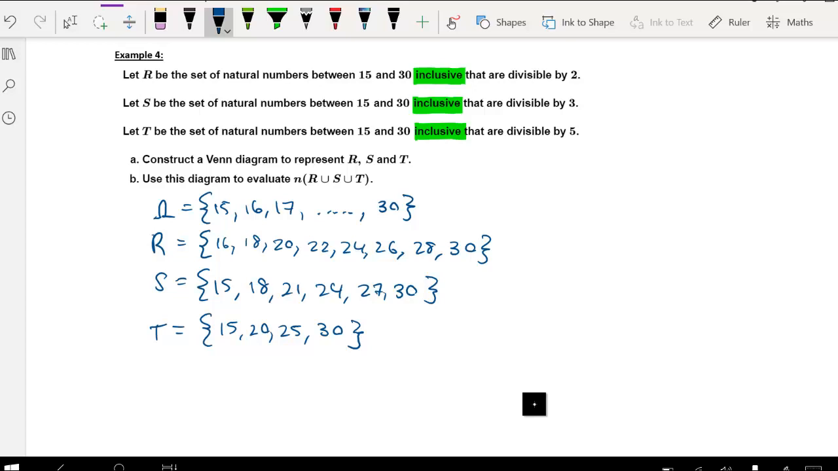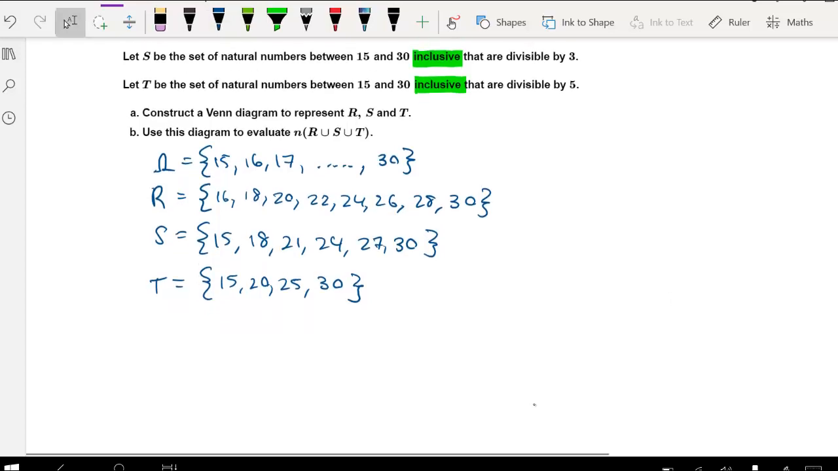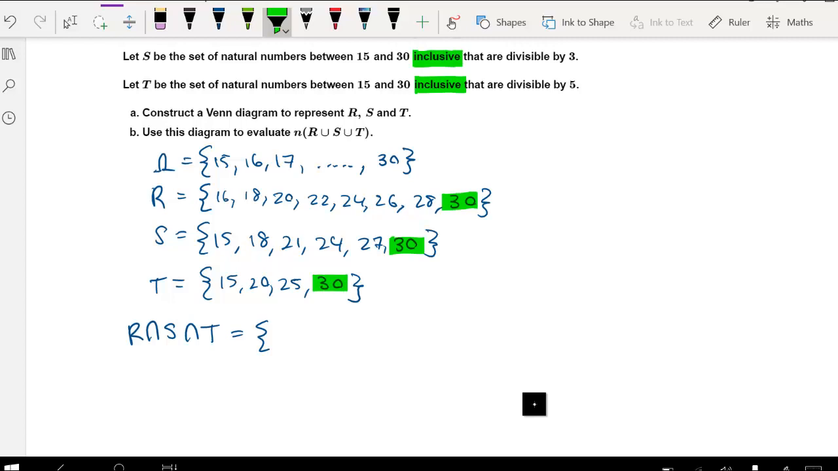So it wants us to construct a Venn diagram to represent R, S, and T. Now we should look first to see if there's an intersection between all of them. So if we say R and S and T, are there any values that exist in all three? So we'll color them in with green. So we can see only 30 exists in all three. Just check that again. Yes, only 30 exists within all three. So therefore, the triple intersection is 30.